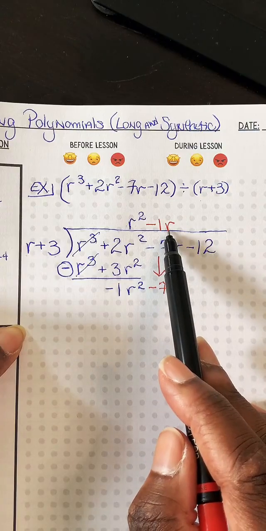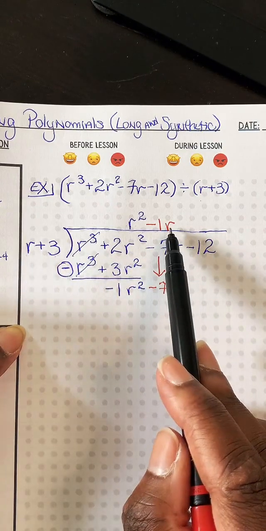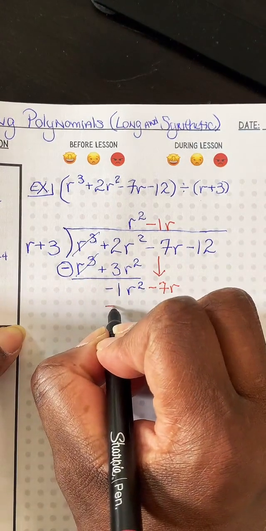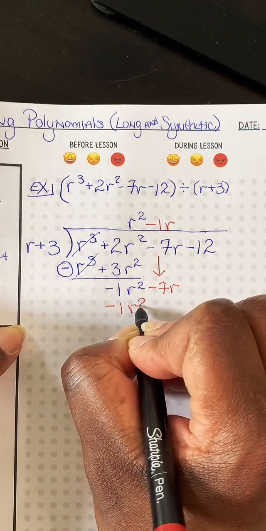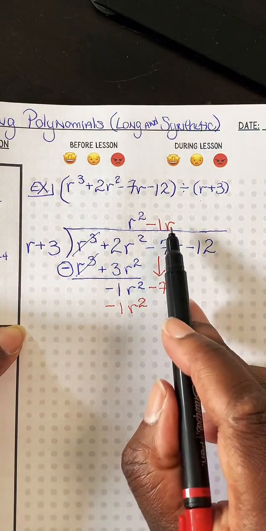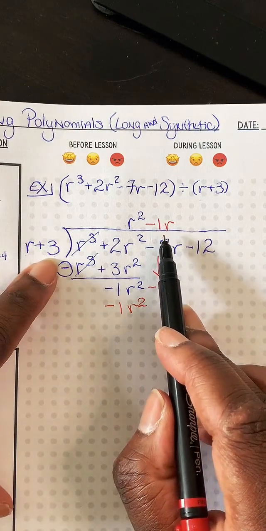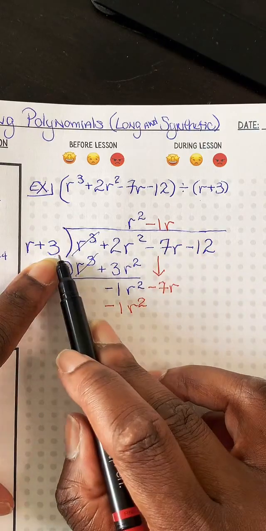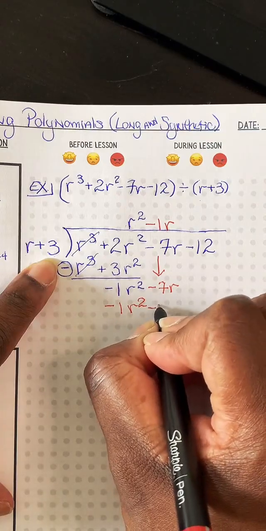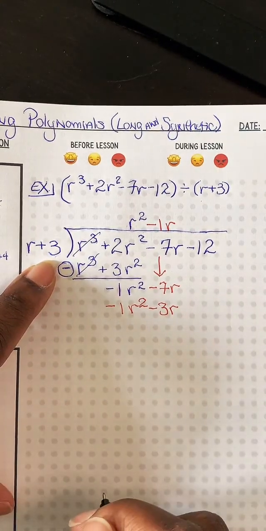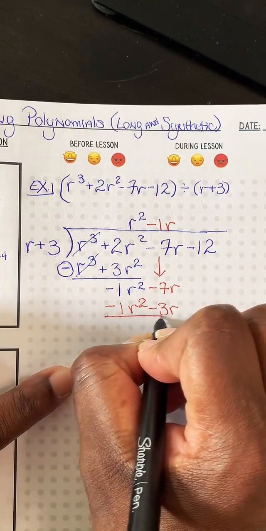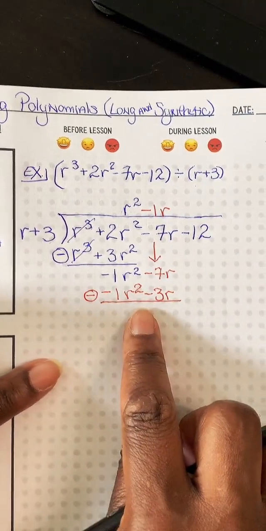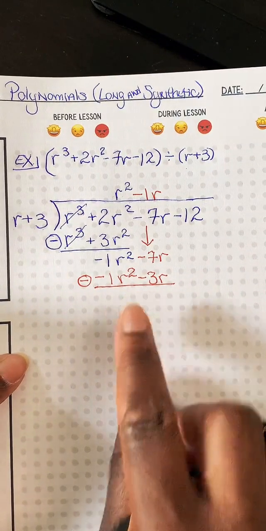So we have negative 1r times r, because remember, r times r gives me r squared. So I'm going to put down my negative 1r squared. Now I'm going to use this negative 1r and multiply it to the 3 in the divisor. So negative 1r times 3 gives me negative 3r. Then this line, we are going to subtract. You're always going to be subtracting when you get to this part.